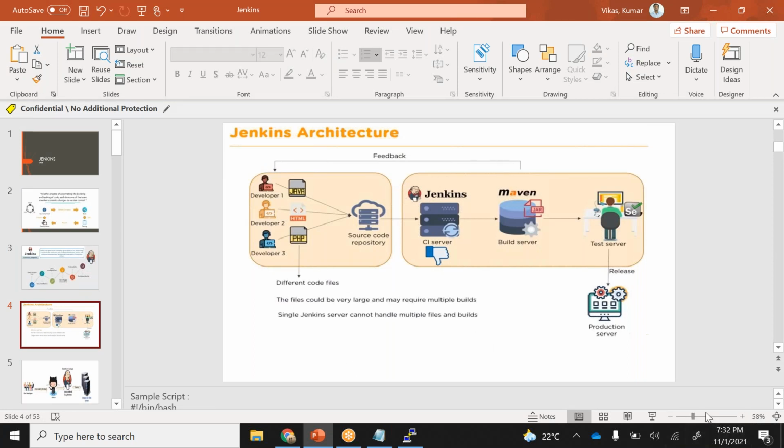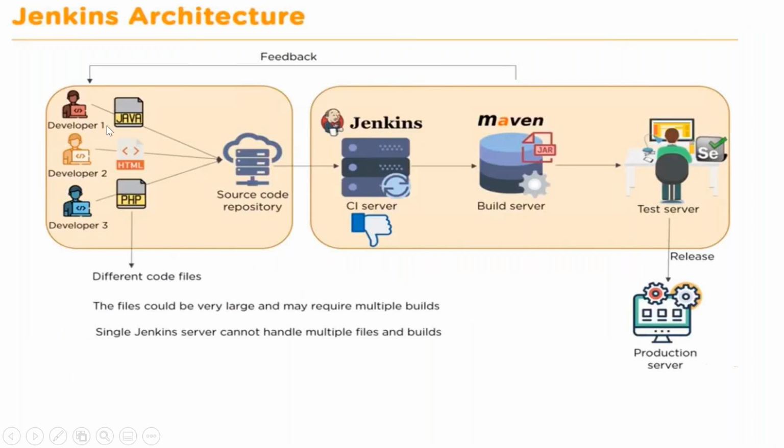So this is how a Jenkins architecture looks like. Let me just expand this. The Jenkins expectation is that I will be working as a CI server, a continuous integration server, and I will be centrally controlling everything. As a developer, you may be a Java developer, a PHP developer, a Node.js developer, whatever code you have, you put it in the source code repository. It may be GitHub, GitLab, Bitbucket, whatever it is, you put it here.